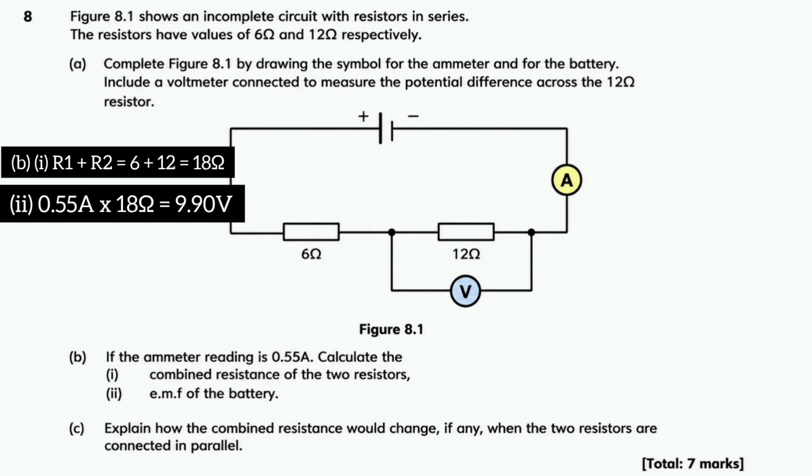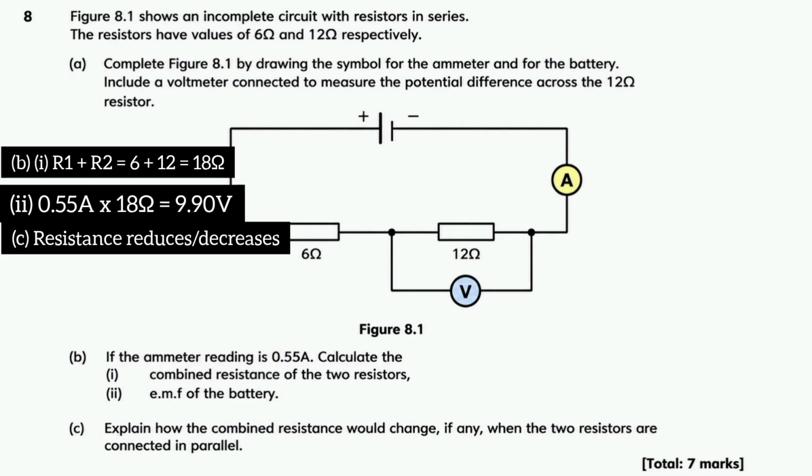Alright, we move on to question C. So question C reads, explain how the combined resistance would change, if any, when the two resistors are connected in what? In parallel. So when resistors are connected in parallel, the combined resistance is less than the smallest individual resistance. Therefore, the combined resistance would decrease.